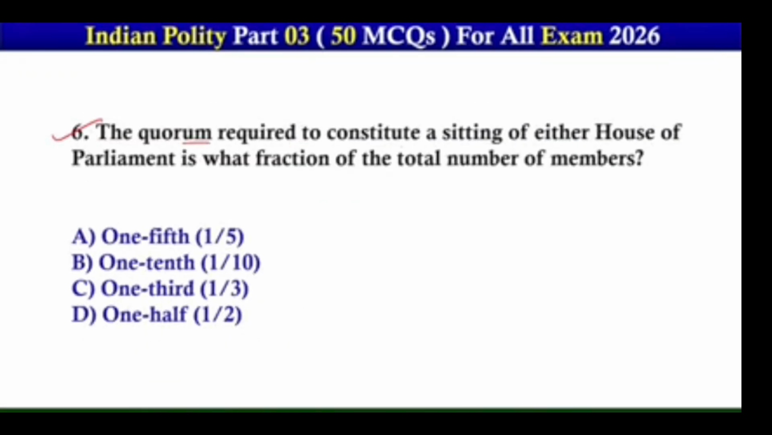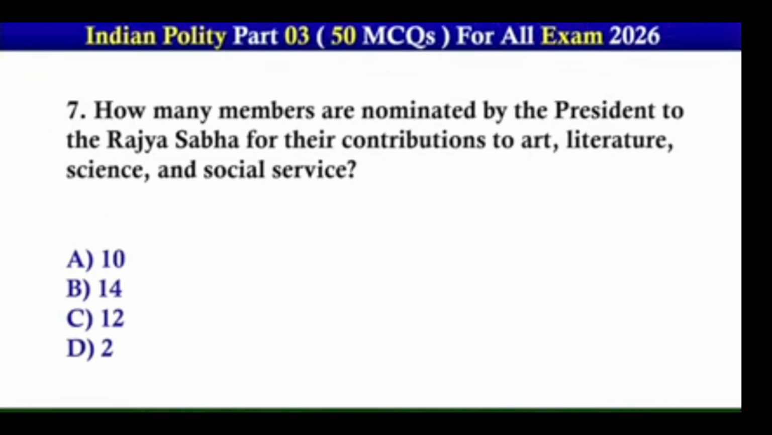6. The quorum required to constitute a sitting of either House of Parliament is what fraction of the total number of members? Option number B, 1/10.